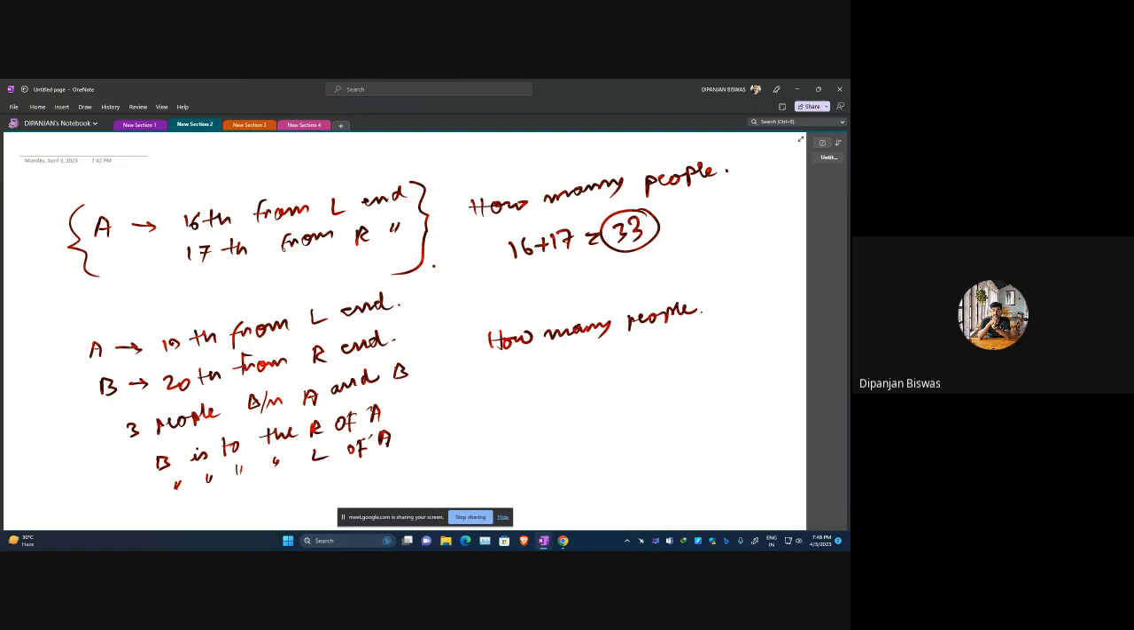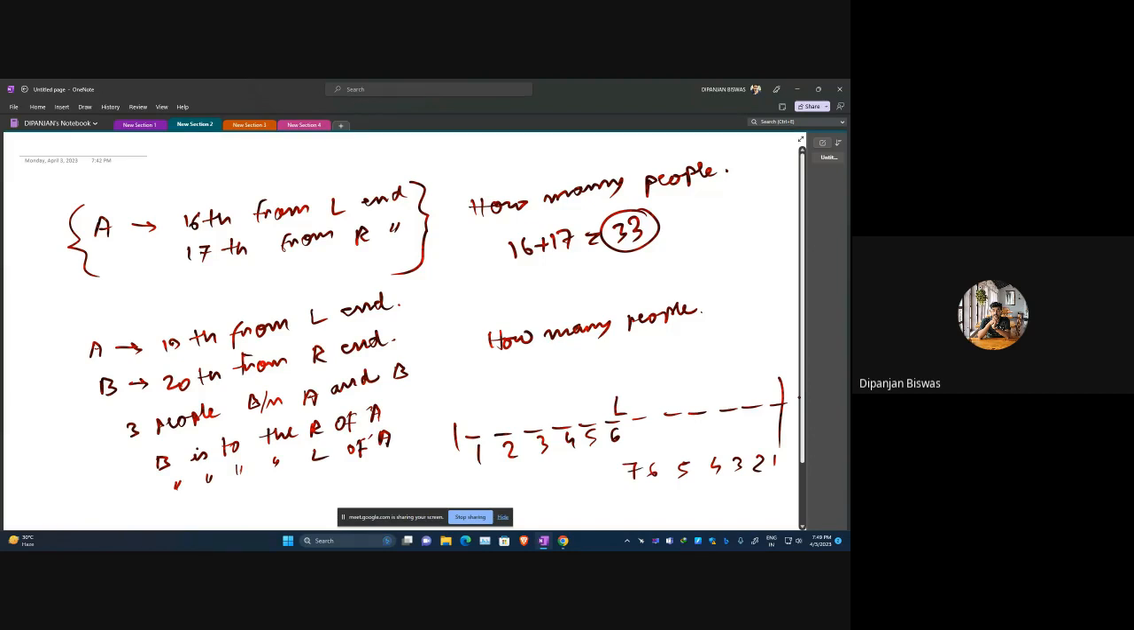If you are counting from the left end, you are going 1, 2, 3, 4, 5, 6, 7. Let's take A is 6th from the left end. So you're counting 1, 2, 3, 4, 5, 6. So here is L. And again, suppose L is 7th from the right end, and the row ends here. From the right end, you will count 1, 2, 3, 4, 5, 6, 7. As you can see, you are counting L twice. So to solve this kind of question, you just have to add these two numbers and subtract 1 from it. So the answer is 32. There are 32 people sitting in the seating arrangement, and that's the easy answer.